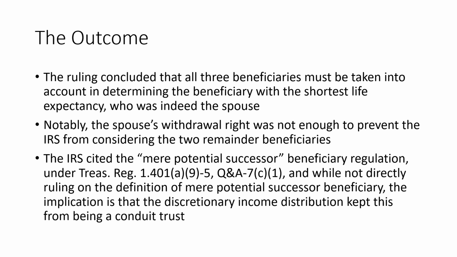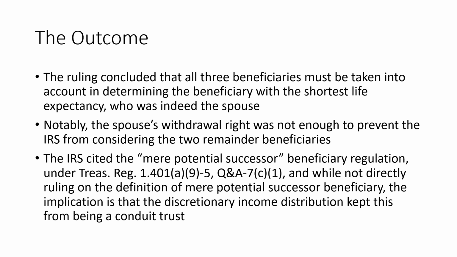Now, the outcome here was that the ruling concluded that all 3 beneficiaries, spouse and children, must be taken into account in determining the beneficiary with the shortest life expectancy. Now, that was indeed the spouse, and it wasn't really a big deal here, but interestingly enough, 1, the IRS didn't dig into any of the other remainder beneficiaries of the trust, and 2, the spouse's withdrawal right was not enough to prevent the IRS from considering their children as remainder beneficiaries in calculating the beneficiary with the shortest life expectancy.